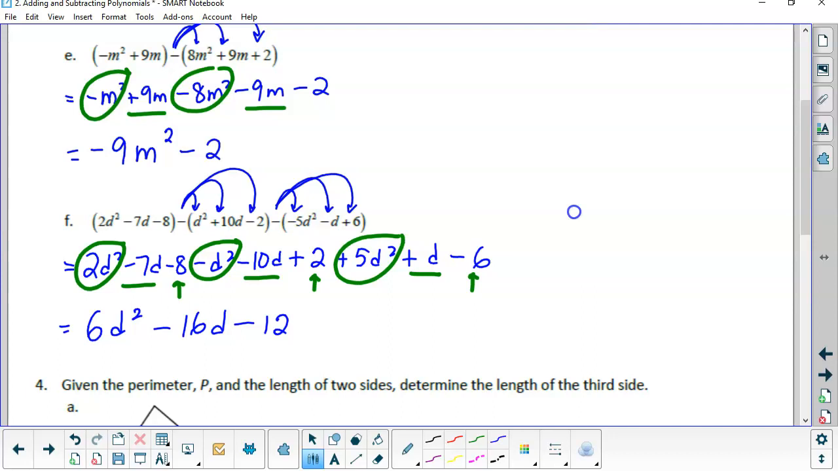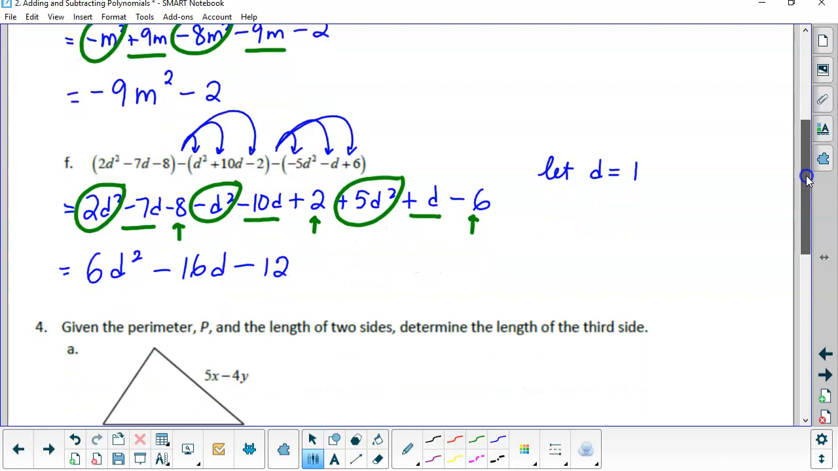Okay, now how do you check these? Really, by doing it again. One way of checking is you could let, in this case, d equal some number. Not 0, but maybe a 1. If you put 1 into all of these and simplified it using the order of operations, then put 1 into your answer, you should get the same thing. So kind of a lot of work, but it is a way of checking.